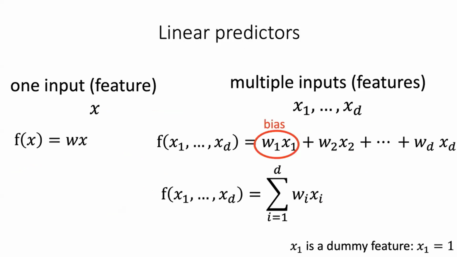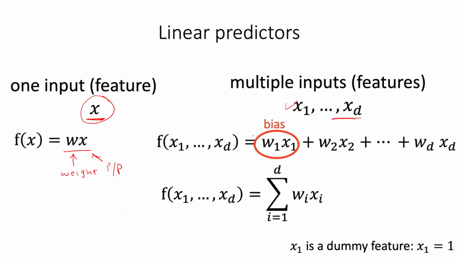Now coming to the linear predictors. In this case we are considering only one input, x, as the input, and we take the output function. So f of x will be w times x, where w is the weight and x is the input feature. Whereas if there are multiple input features, we represent them as x1, x2 up till xd. That means there are multiple dimensions of the inputs.